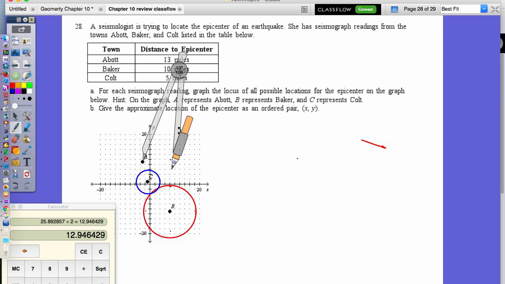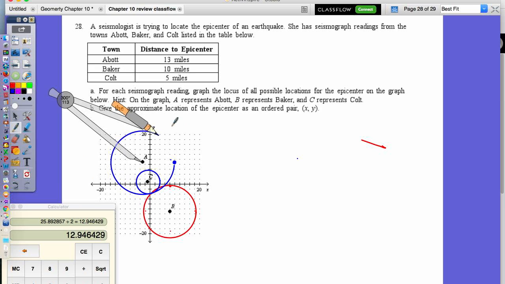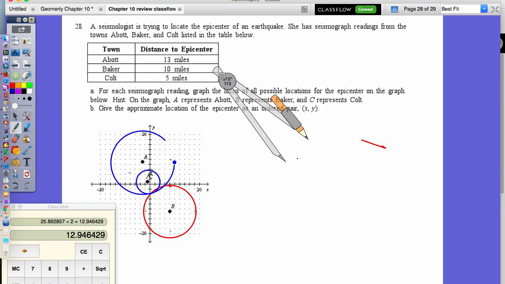Okay. I want to get that all lined up, and now draw it around. And so I can see that the center of the circle, the center of the earthquake, would have been down there somewhere. And that space is 13 miles from Abbott, 10 from Baker, 5 from Colt.